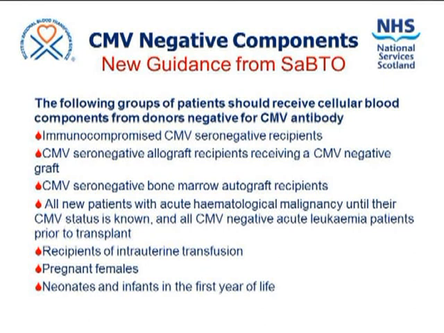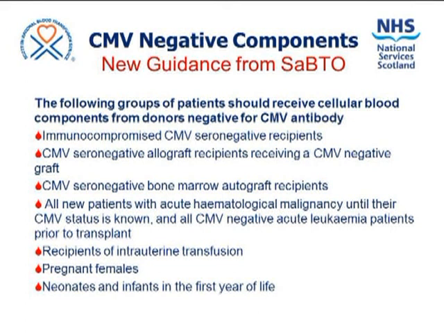As mentioned before, the Advisory Committee for the Safety of Blood, Tissues and Organs, SABTO, is a committee which advises the UK Government Ministers and the devolved administrations, as well as the UK Departments of Health, on the most appropriate ways to ensure blood safety of cells, tissues and organs for transplantation. New guidance has been issued and it states that the following groups of patients should receive cellular blood components from donors which are negative for the CMV antibody.